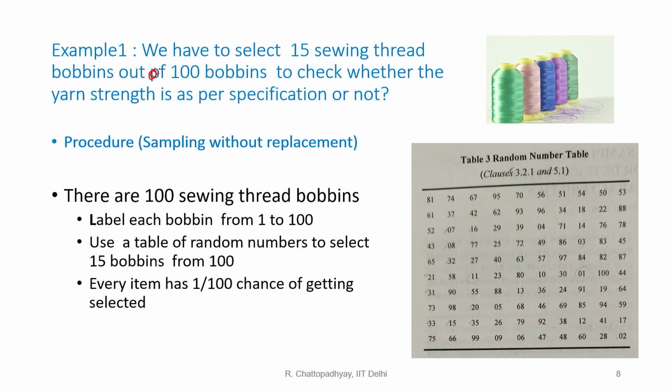There are 100 sewing thread bobbins, we know already. We label each bobbin from 1 to 100. So each bobbin will have a number pasted on it: 1, 2, 3, 4, 5, 6, 7, 8, up to 100. Then use a table of random numbers to select 15 bobbins from 100. Now on the right hand side, I am showing you a table of random numbers. This table of random numbers is from the Bureau of Indian Standards.